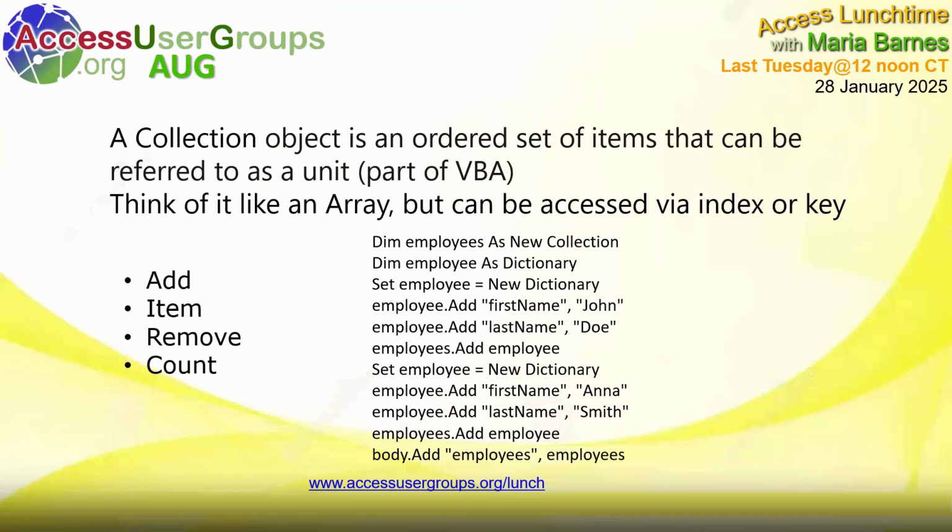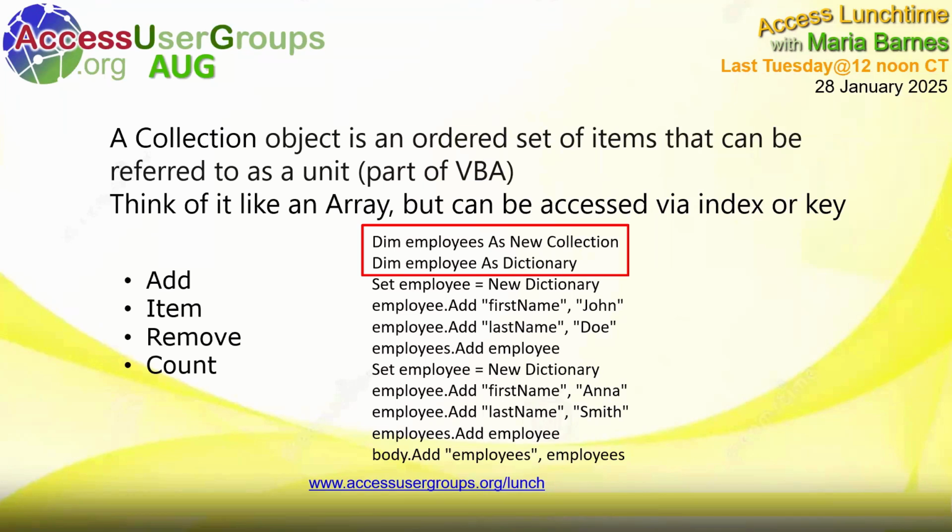So in this example, we've got a new collection. We call it employees. And we're going to nest a dictionary inside of a collection. Remember I said that a dictionary can be nested inside of a dictionary. You can also nest a collection inside of a dictionary, and you can nest a dictionary inside of a collection. That nesting in both directions is what gives dictionaries and collections the power to end up making a JSON object. So we'll show you that a little bit later.